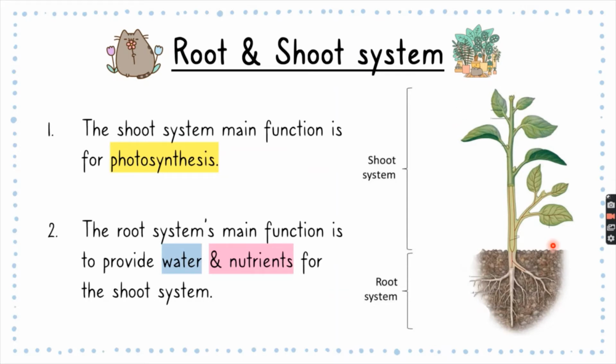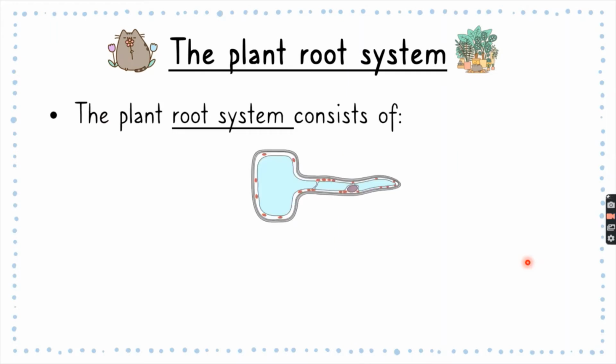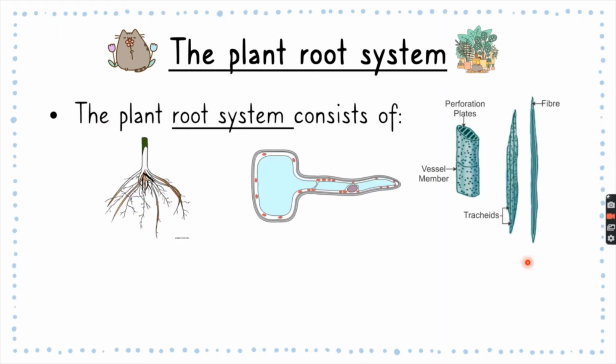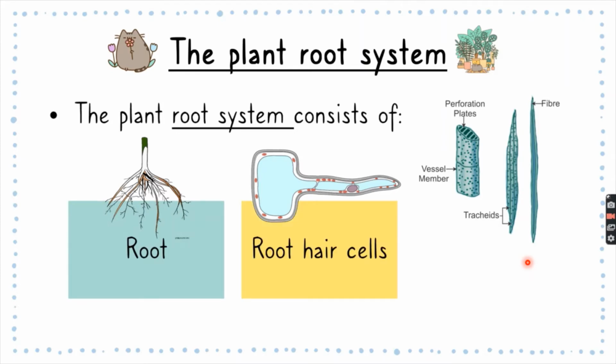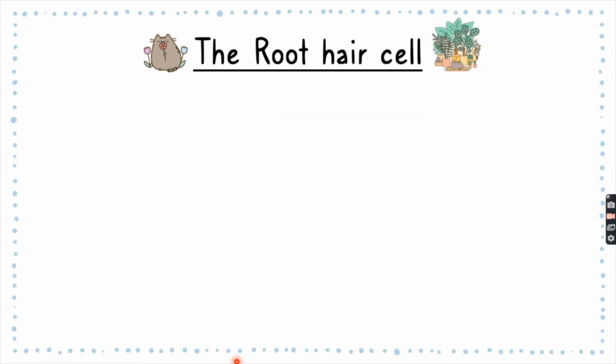Today we are going to mainly focus on the root system itself, which is made up of basically these three types of parts. You have the main part, which is the root, and on the root itself they have the root hair cells, and inside the root they also have the xylem vessels, but we are just going to look into root hair cells for today. So what is this root hair cell and what is their structure and function?